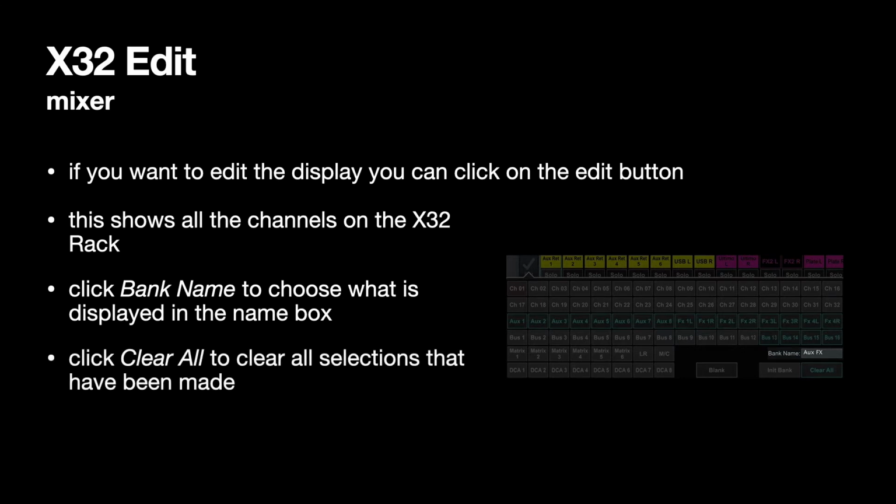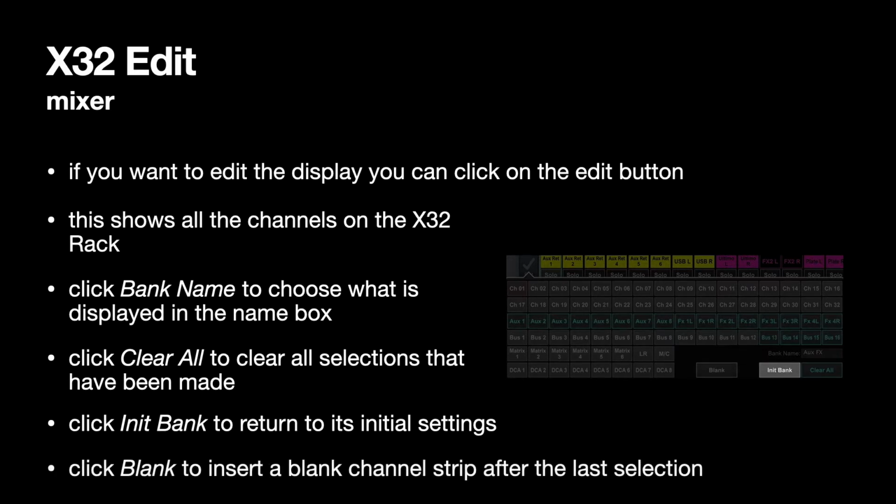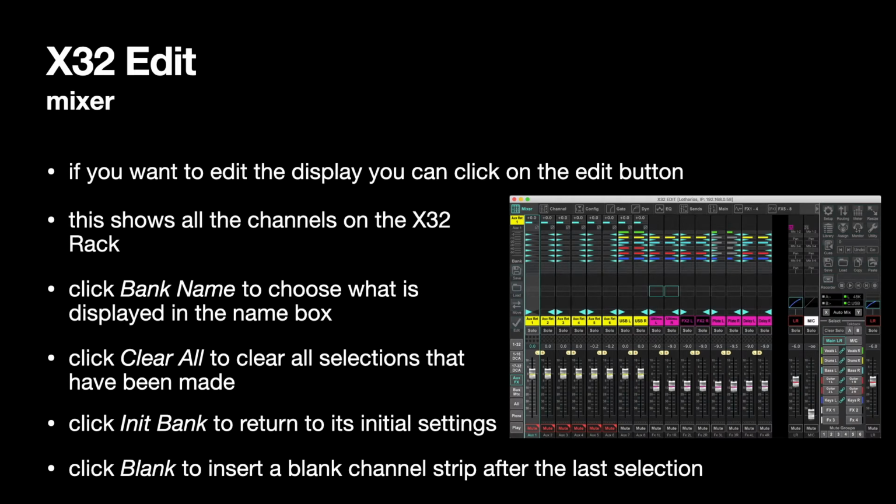And then you can choose to clear all the selections so that nothing's selected at the moment, and then you can just click on something to select it. And then you can initiate the bank to just initiate it to its original settings, and that changes the name as well. And then you can insert a blank, which is a little blank channel strip which is inserted after the last selection. So here I've inserted a blank channel strip after effects 4 right and before left and right bus. That's what a blank looks like, and they're useful if you want to separate things out from each other, so they have separate compartments for different things.